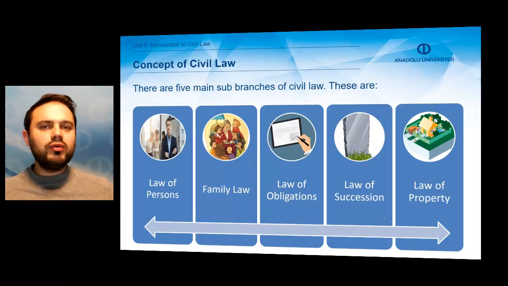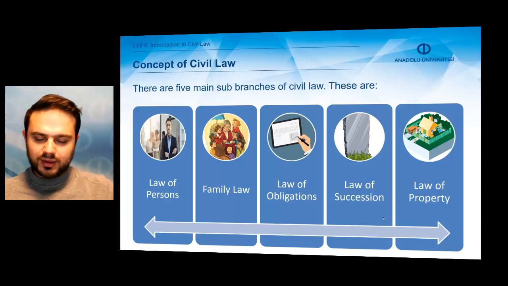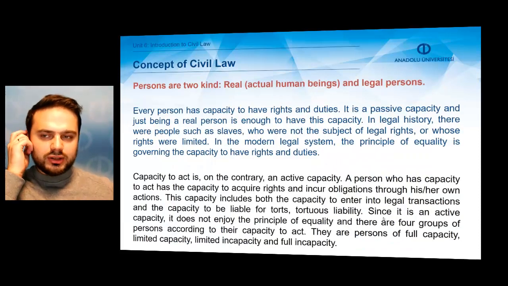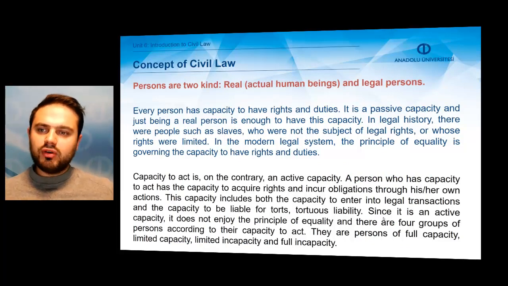Okay, there are five main sub branches of civil law. These are law of persons, family law, law of obligations, law of succession, and law of property. Okay, so we will see now the law of persons, and persons are of two kinds: real persons, they are actual human beings, and legal persons.